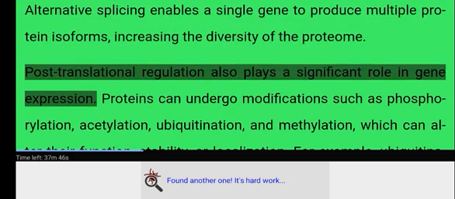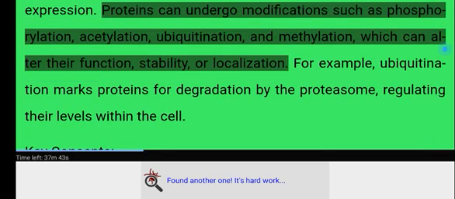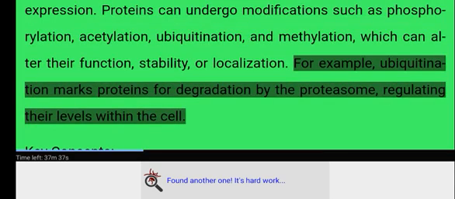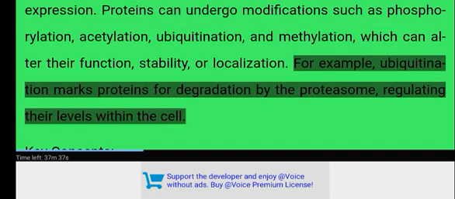Post-translational regulation also plays a significant role in gene expression. Proteins can undergo modifications such as phosphorylation, acetylation, ubiquitination, and methylation, which can alter their function, stability, or localization. For example, ubiquitination marks proteins for degradation by the proteasome, regulating their levels within the cell.